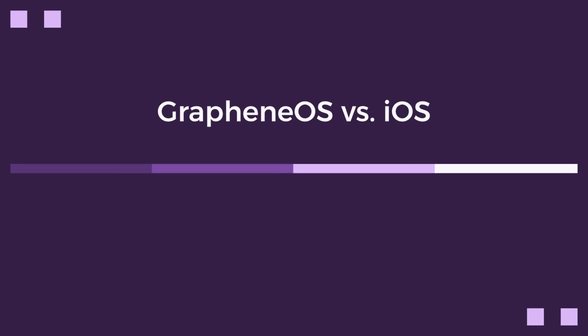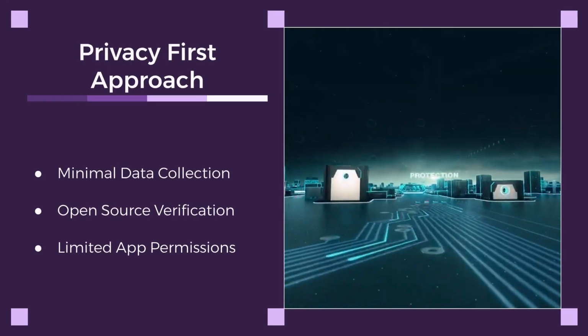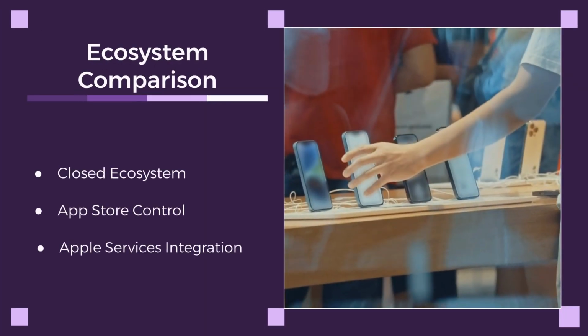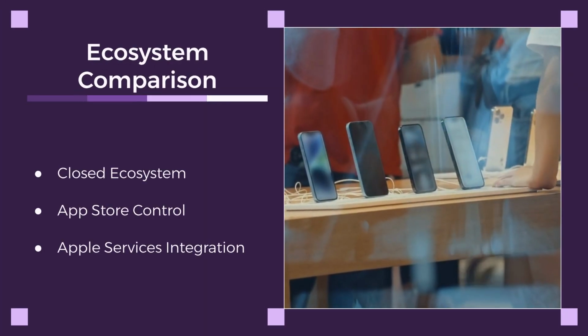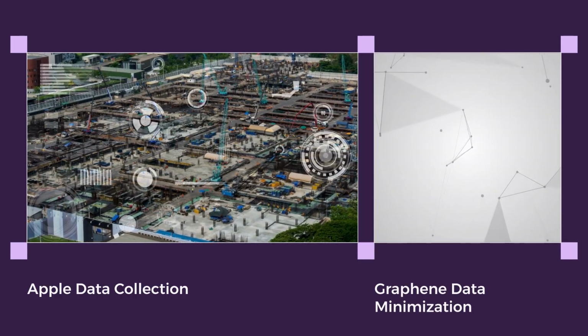Now let's look at GrapheneOS compared to Apple's iOS. GrapheneOS has a uniquely strong privacy-first approach. Apple's ecosystem has benefits, but also limitations on user control. Data collection is far more intense with Apple.